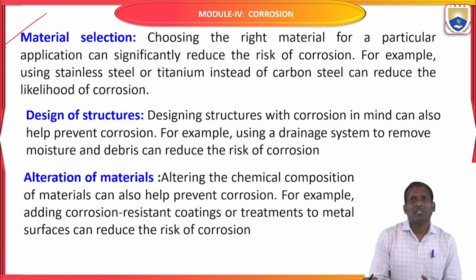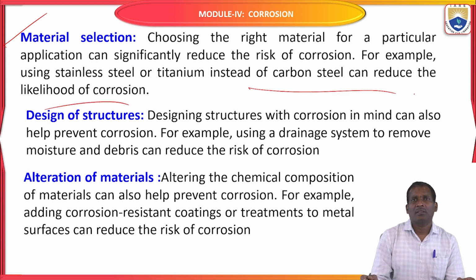Choosing the right material for a particular application can significantly reduce the risk of corrosion. That's why you should know the material properties before designing any component. If you don't know the properties of the material, failure will happen, and the component will fail. You can reduce the risk of corrosion by using this material selection method: the right material for the right application. For example, using stainless steel or titanium instead of carbon steel can reduce the likelihood of corrosion. Clear? So, an example is given.